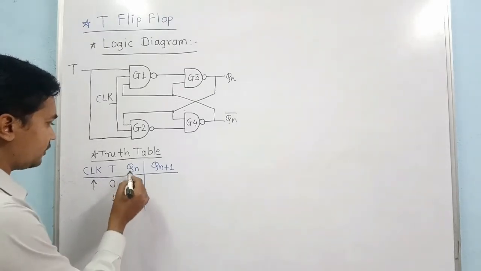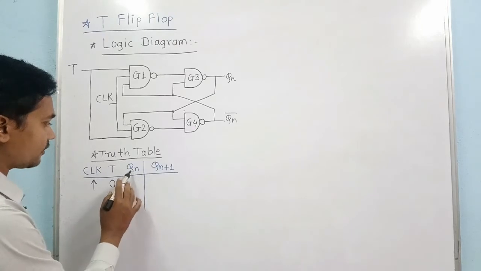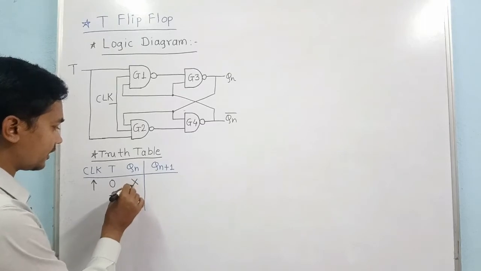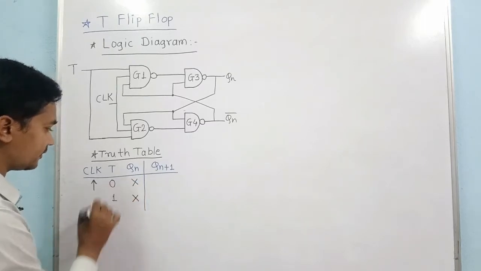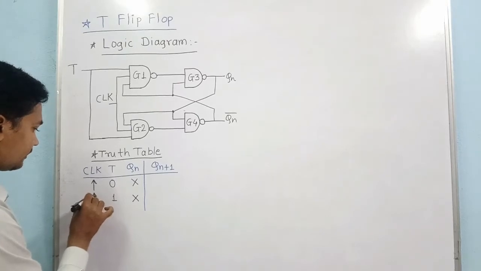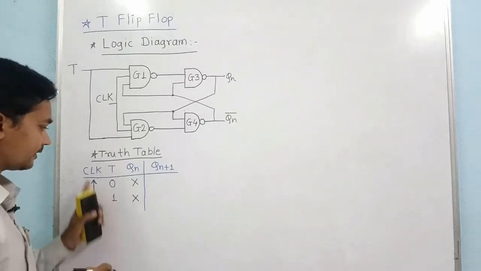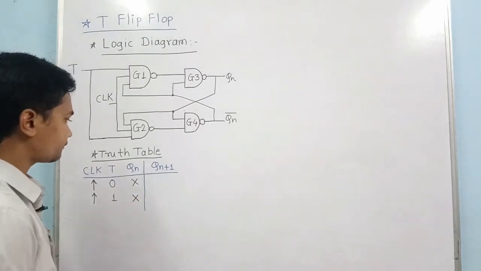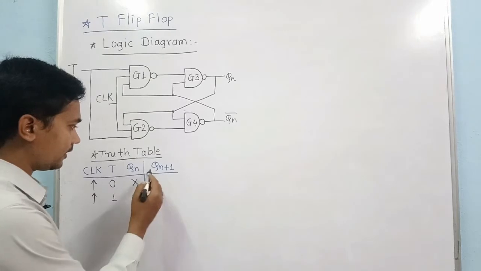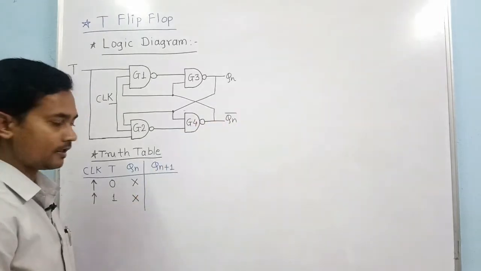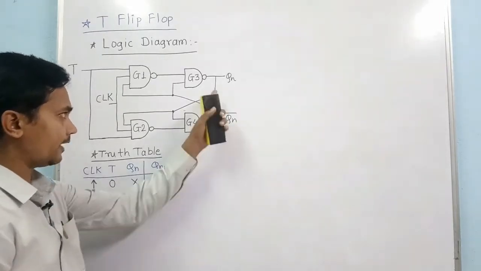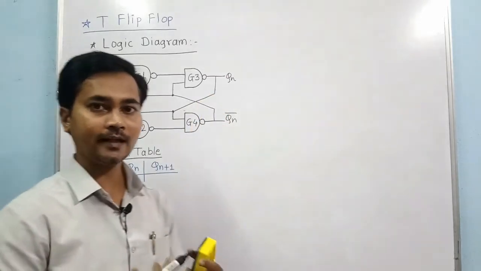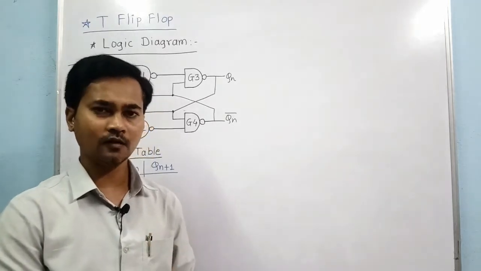We don't know the present state of Qn, so we consider don't care for both of these cases, and we are considering the clock signal as logic 1, that means rising edge. This up arrow indicates a low to high transition. Now our job is to find the next state of the output. Currently we know Qn or Qn bar, so we need to find the next state of output, Qn or Qn bar.